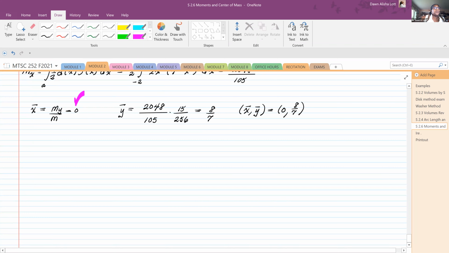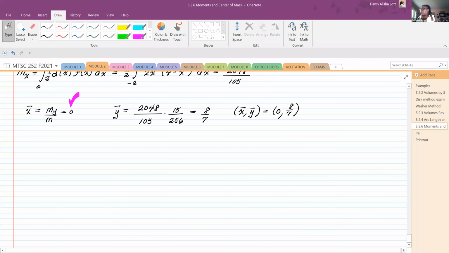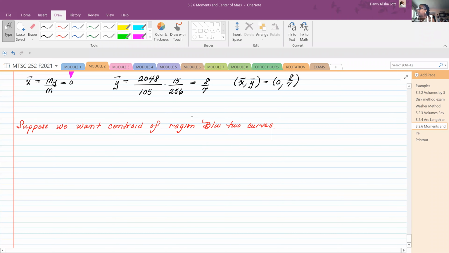Of course, I got to make it just a wee bit tougher. All right, so now let's suppose for a moment we want the center of mass or the centroid of a region between two curves. So now the region I want looks like this.